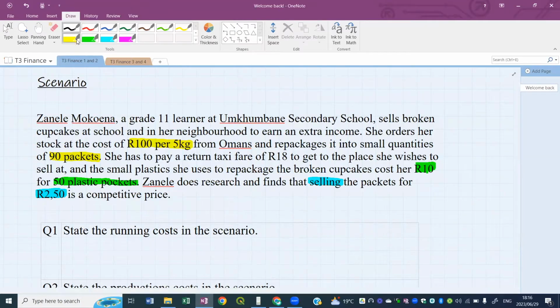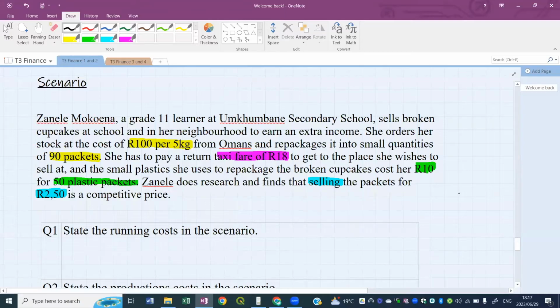She obviously has to pay a taxi fare as well, so there's a taxi fare that needs to be included. And then when she sells, she has small plastic that she uses to repackage the broken cupcakes, and it costs her 10 Rand for 50 plastic packets. Let's make it packets, the pockets was confusing me. She wants to sell at 2.50 Rand, so it's a packet of cupcakes.